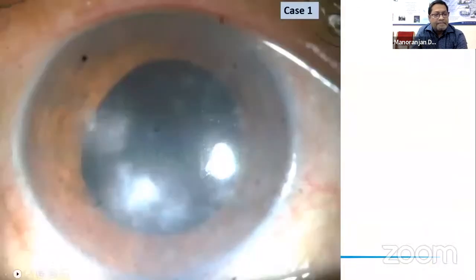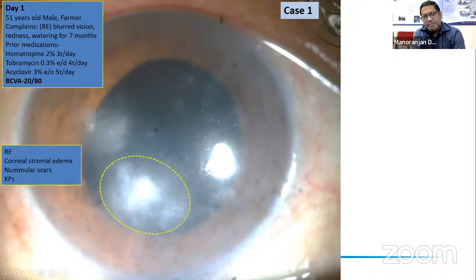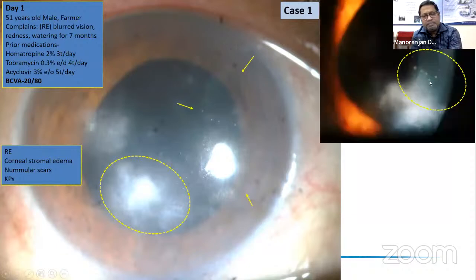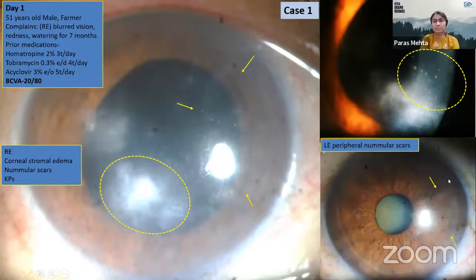My first case is a 51-year-old farmer with complaints of blurring of vision, redness, and watering in his right eye for the last 7 months, and was diagnosed as HSV immune stromal keratitis elsewhere and was using cycloplegics along with tobramycin and acyclovir ointment, with a BCVA of 20/80. Slit lamp examination revealed corneal stromal edema along with infiltrate and nummular scars or footprint scars at the periphery, with well-defined grayish-white KP adjacent to the infiltrate. His left eye also revealed peripheral nummular scars which looked inactive.